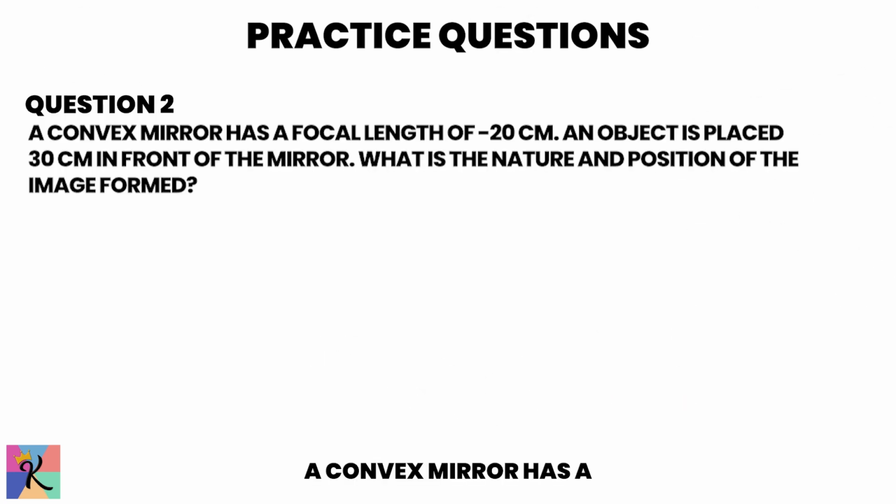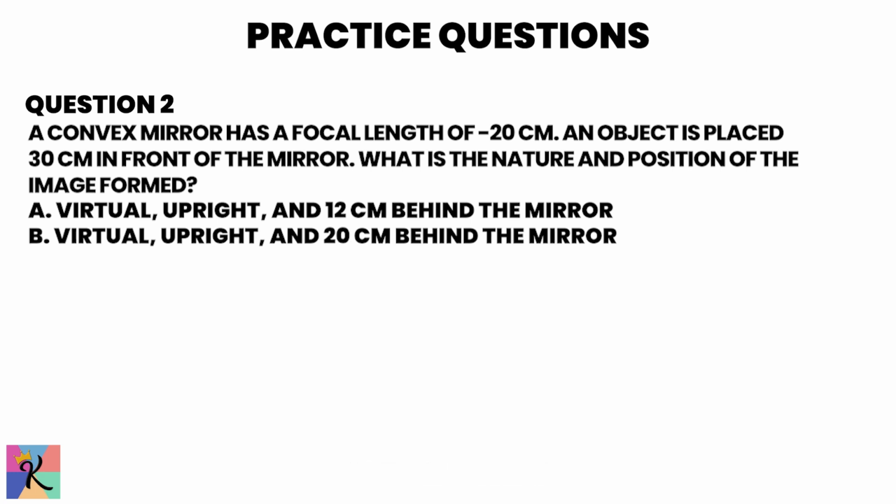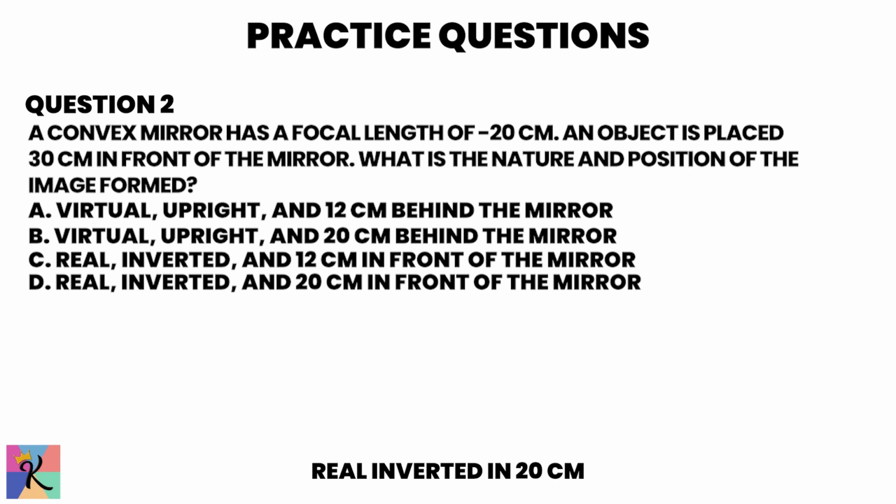A convex mirror has a focal length of negative 20 centimeters. An object is placed 30 centimeters in front of the mirror. What is the nature and position of the image formed? A. Virtual, upright, and 12 centimeters behind the mirror. B. Virtual, upright, and 20 centimeters behind the mirror. C. Real, inverted, and 12 centimeters in front of the mirror. Or D. Real, inverted, and 20 centimeters in front of the mirror.